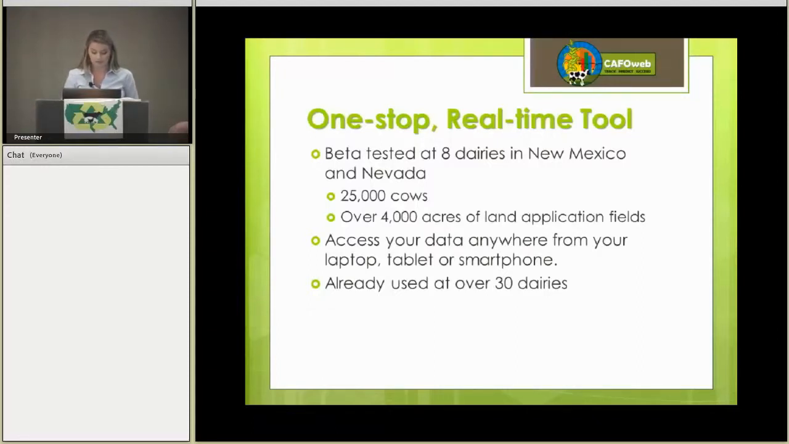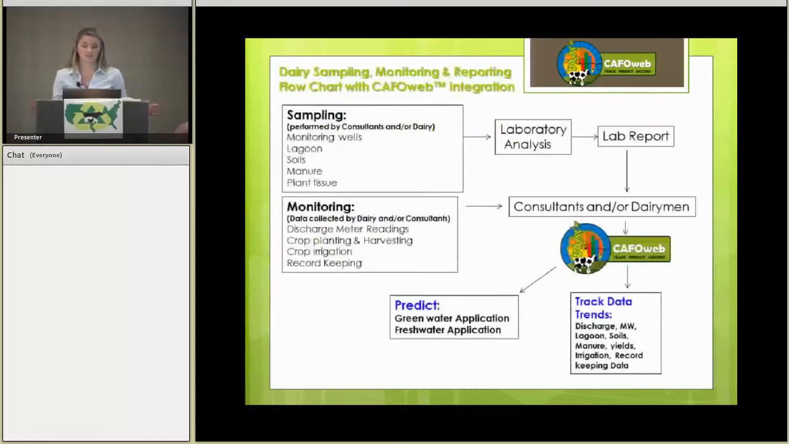CAFOweb uses this data to then give you real-time data, and that can be used for reports and graphs. So this is the dairy sampling and monitoring and reporting flow chart, and I'm going to tell you about how CAFOweb can be integrated into this system.